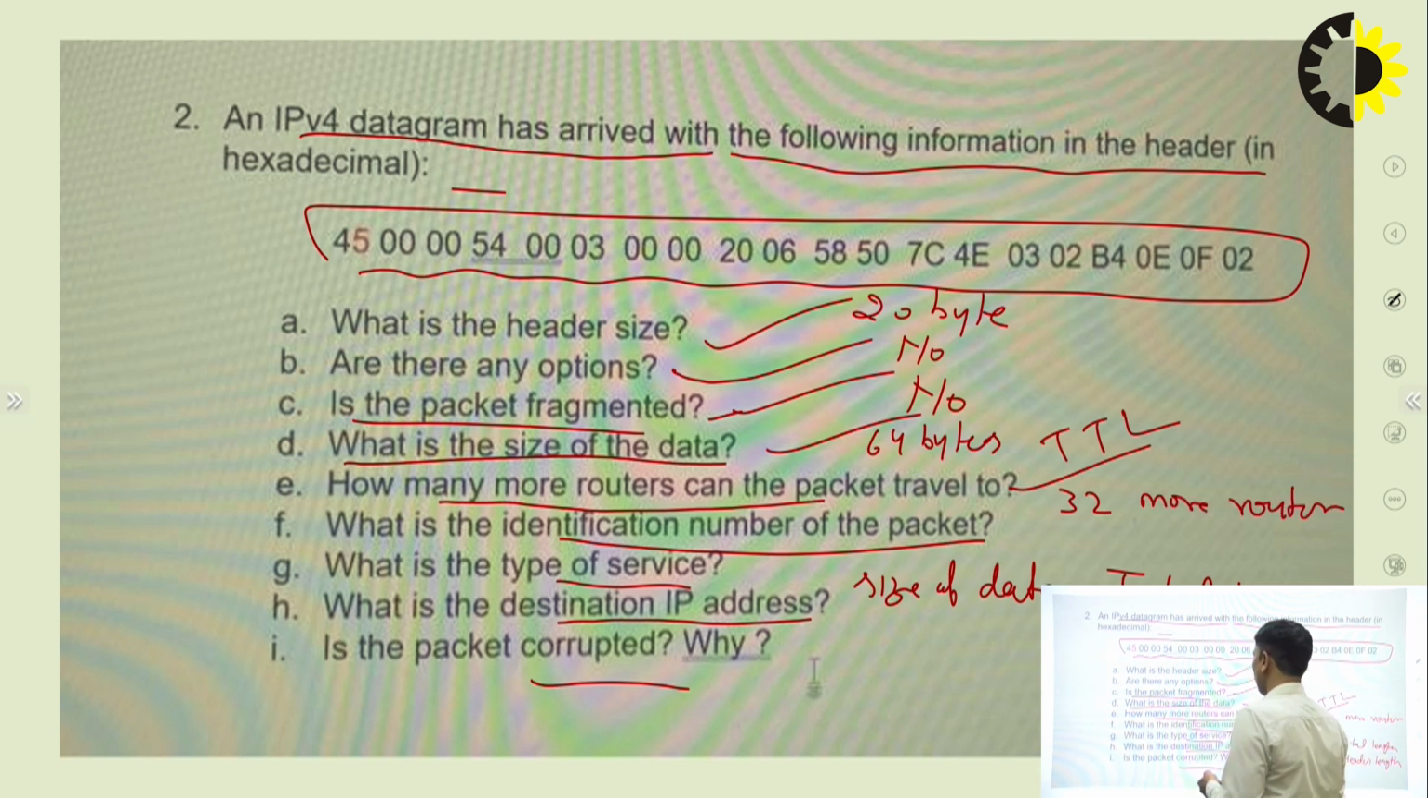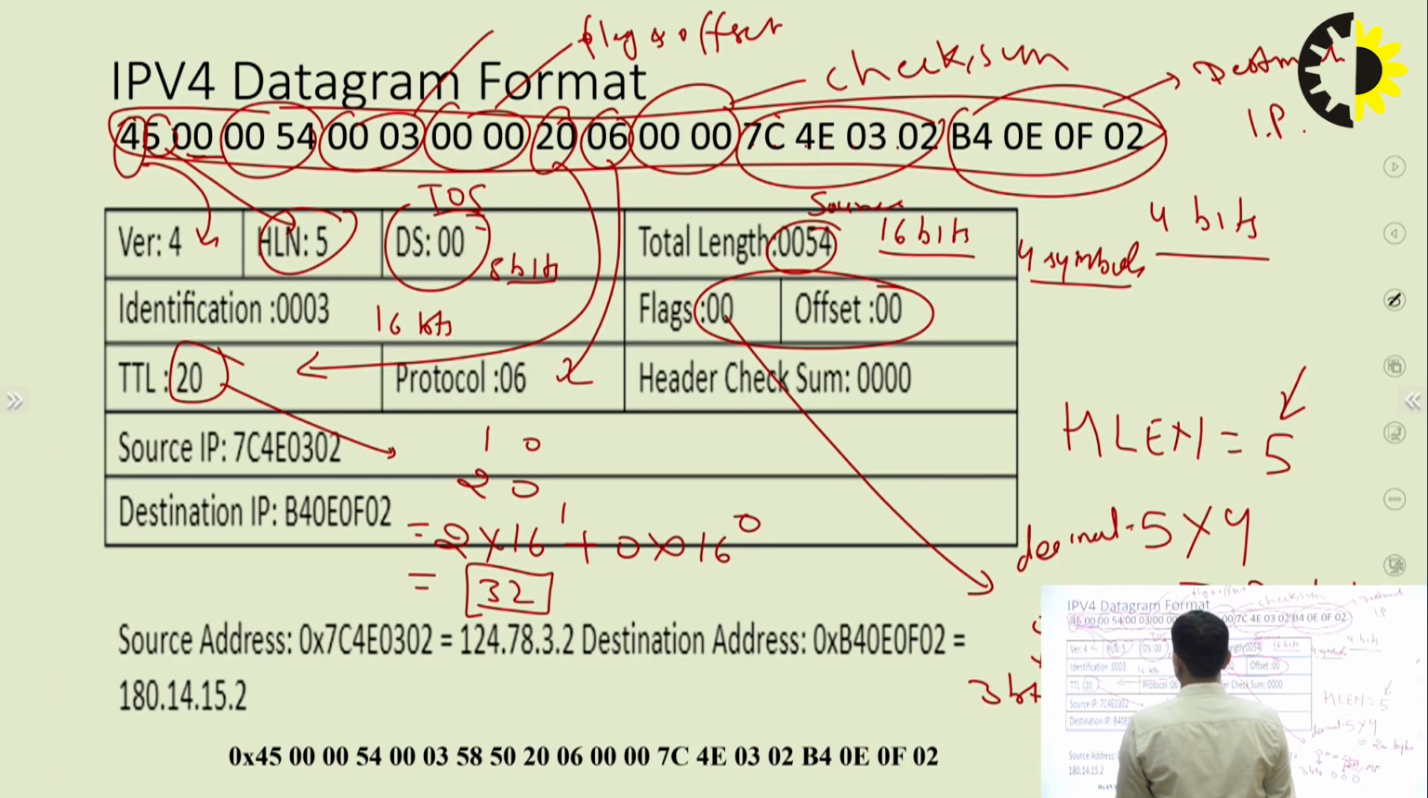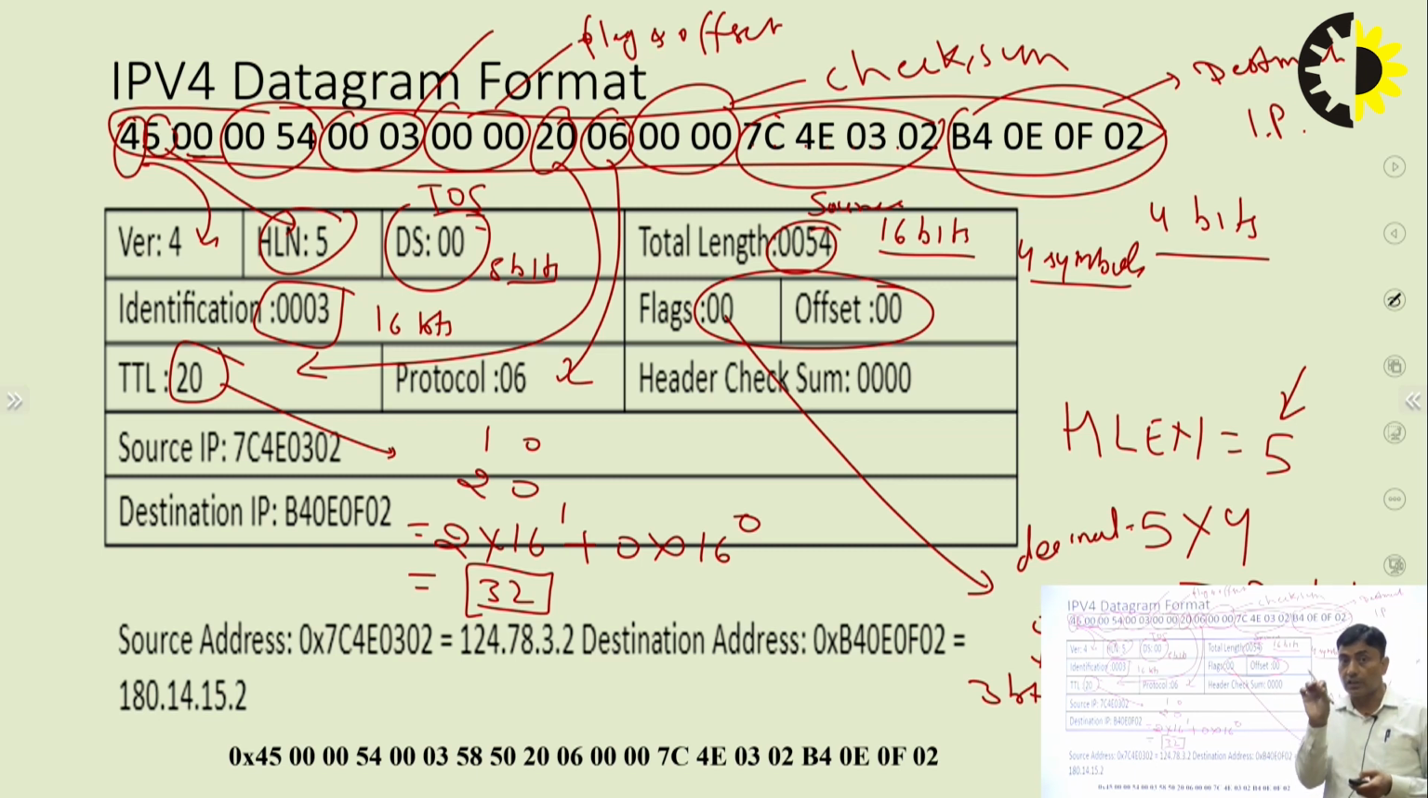What is the identification number of the packet? Again we have to move to the datagram frame header format. Identification has 16 bits, and in hexadecimal it is 3. So the identification number of this packet is 3. Identification means all the fragments carry the same identification number, so that the receiver comes to know that these fragments belong to the same packet, the same datagram.